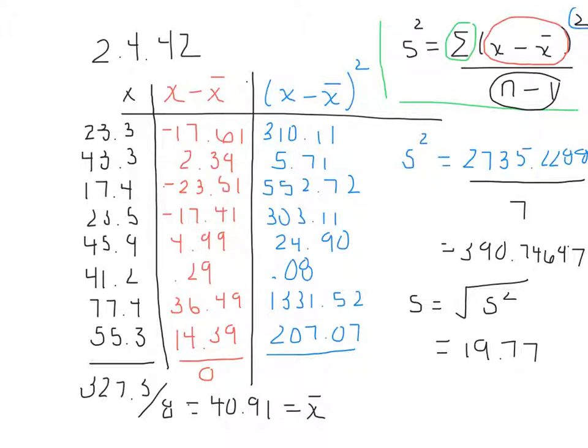So when you look at your values of x here, which you know has a mean of 40.91, it seems reasonable that we would say that on the average, those values are about 20 away from the mean of about 41. So there's an example of a calculation of standard deviation. Any further questions? Just message me.